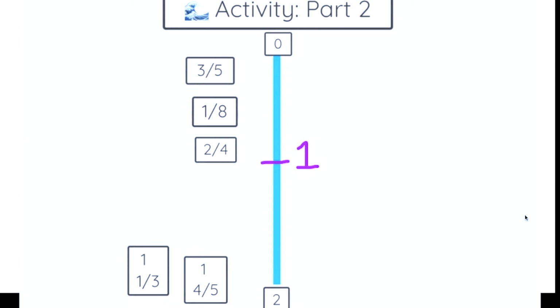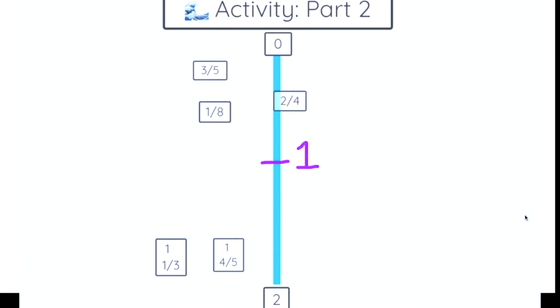In looking at the values that I placed between 0 and 1, I'm going to start with 2/4 because that's equivalent to 1/2. So I can actually put that between 0 and 1, which can now also act as another benchmark for me to think about 3/5 and 1/8.